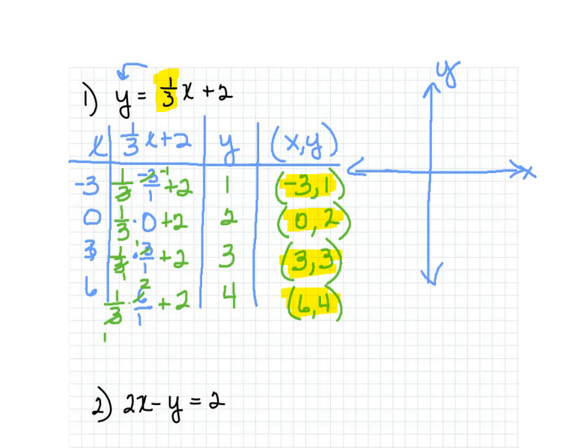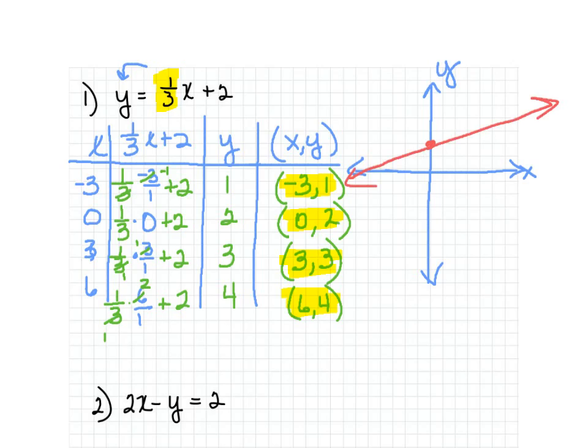Okay, so we're going to graph the first point. It's -3, 1. That's there. 0, 2, 3, 3, and 6, 4. I hope you can see those. If you can't, you can graph those points yourself and draw a line through them. And that's your equation.